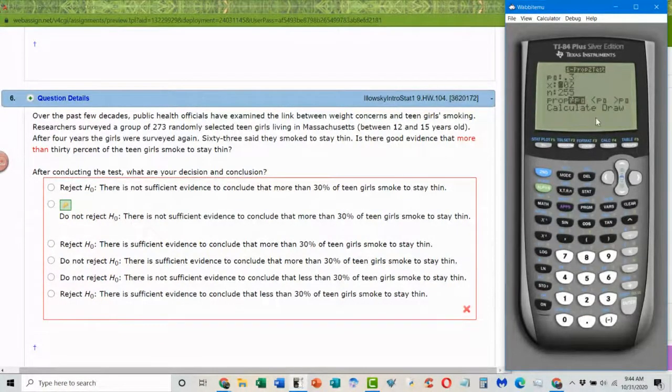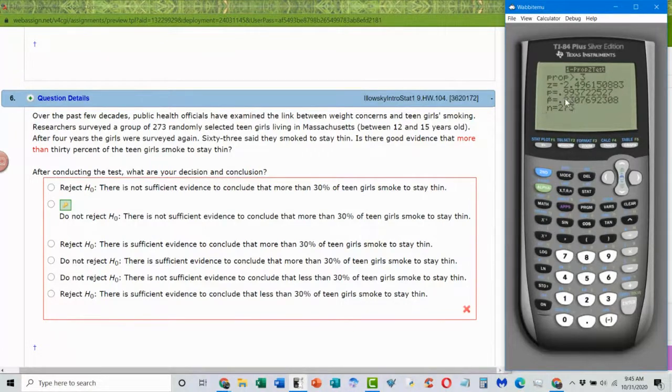Our samples, our positives are 63. Our sample size is 273. So our x is 63. Our sample is 273. And then we calculate. And all we care about is the p value. And now notice we have a couple of p values here.